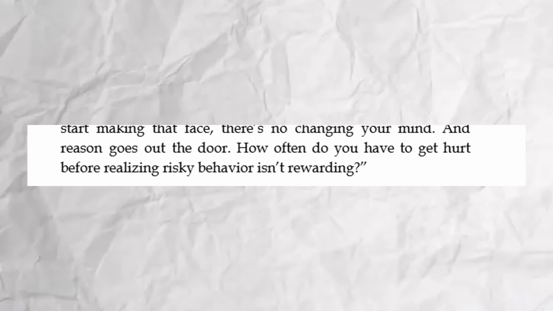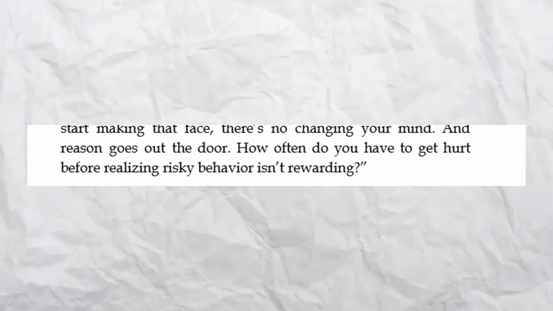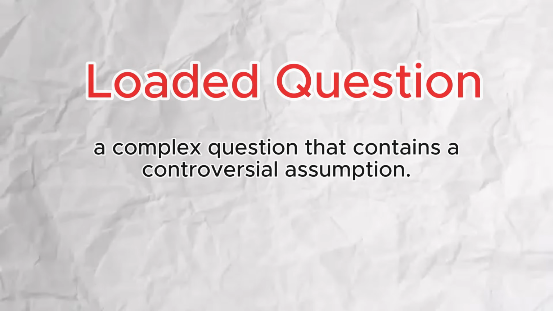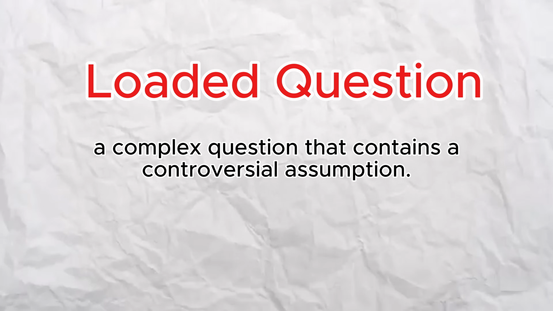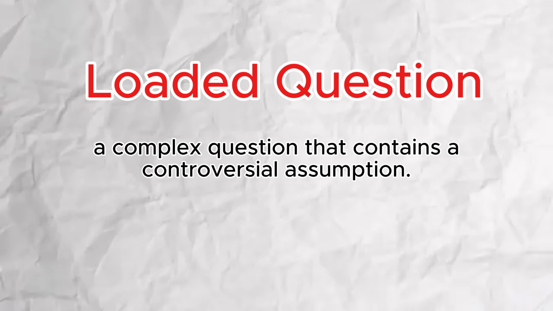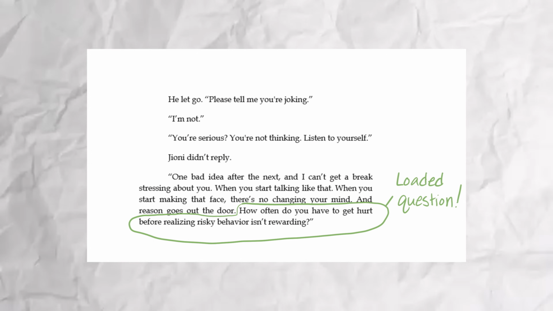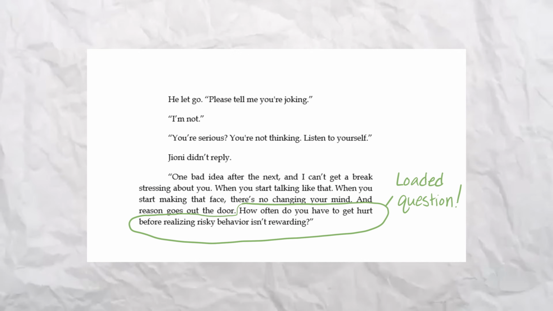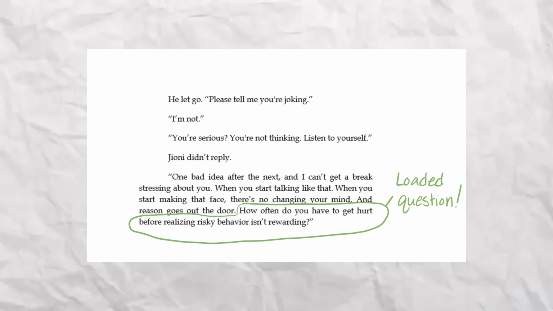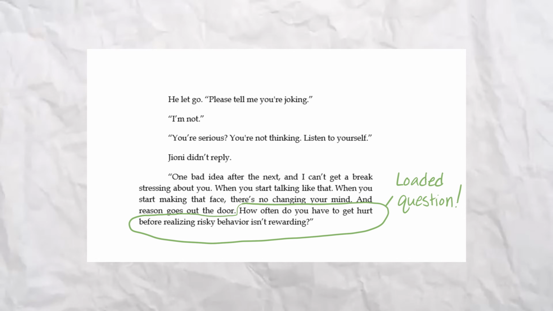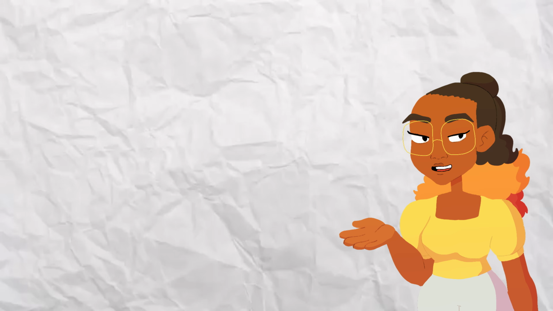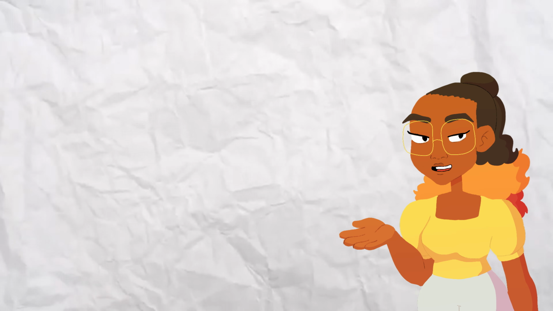How often do you have to get hurt before realizing risky behavior isn't rewarding? That's what we call a loaded question. Basically, it's a complex question that contains a controversial assumption, meaning there is literally no way to answer that without sounding guilty. Gioni's choices here are either admit that she's wrong and side with Brandon, or double down and sound like an adrenaline junkie lunatic.